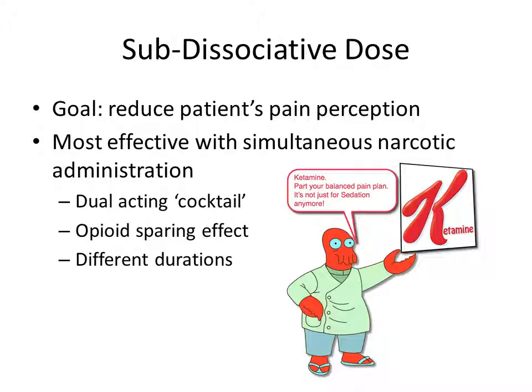Ketamine at this dose is most effective with simultaneous administration of a narcotic. This cocktail numbs the pain while also lowering the mind's ability to sense or care about the pain. There is also evidence that ketamine has an opiate-sparing effect, meaning an equivalent dose of a narcotic medication is more effective and lasts longer when given with or after ketamine administration.